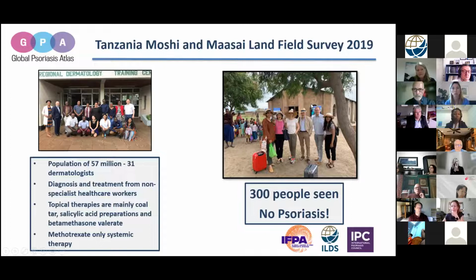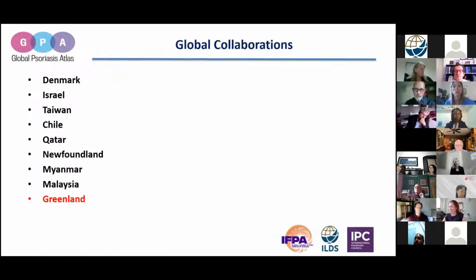What we did do, though, was do a field survey. We knew of one study that had been performed several years ago, which showed that maybe the prevalence was probably about 0.1% in Tanzania. And that probably was borne out because these 300 people we saw, this survey didn't see one case of psoriasis in that field survey in Maasai land.